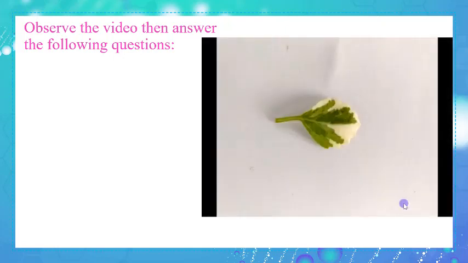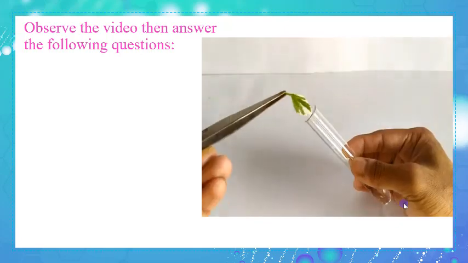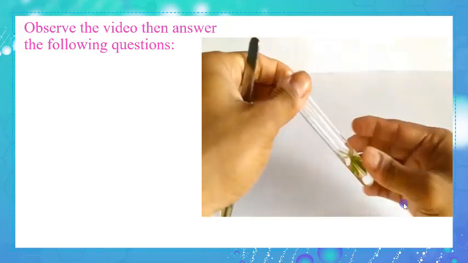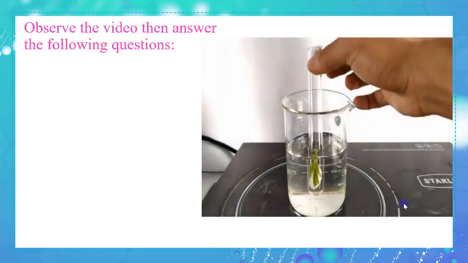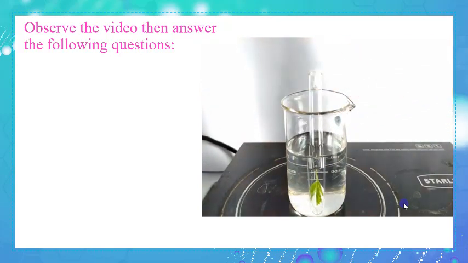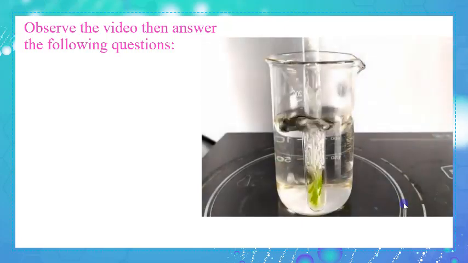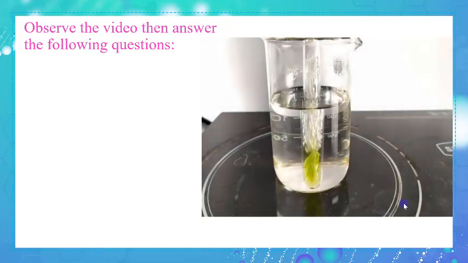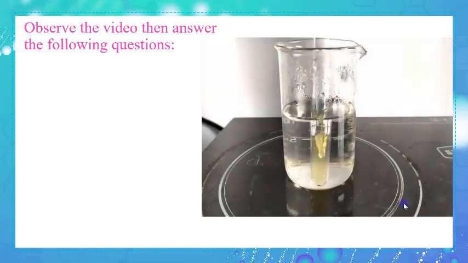Then pluck a leaf from the plant and introduce it into the test tube containing the alcohol solution. Place the tube in the boiling water bath. It is highly advisable to use a hot plate instead of an open flame for the water bath, considering the highly flammable nature of alcohols. During this boiling step, chlorophyll pigments in the leaf are decolorized by the hot alcohol solution, resulting in a bleached leaf with pale white color.